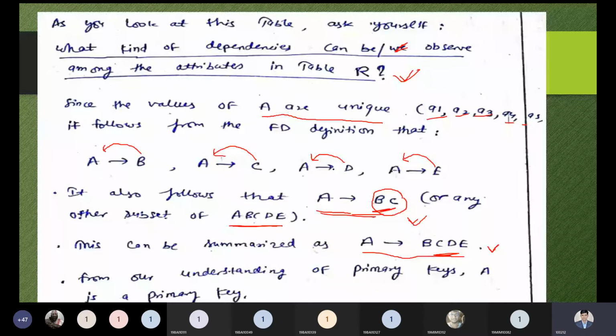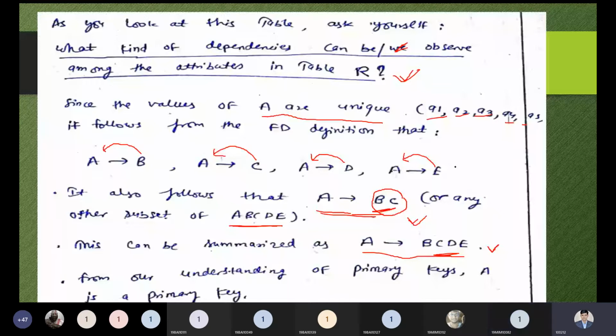If I am taking only two columns, that is A and D, all the records which belong to A and D will be unique. All 5 records will be unique. Do you agree with this point with me? Yes, sir. Okay, so this is the point we just need to check.